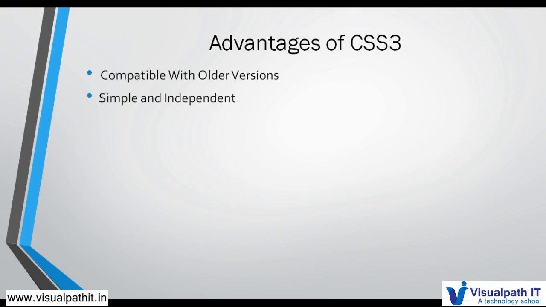Second, simple and independent. Unlike CSS2, which came as one big package, CSS3 is made up of small modules which make the application easier and simpler to use, like selector, color, box model, background and border, text effects, 2D, 3D, transformation and user interface are some of the most useful modules that CSS3 offers.